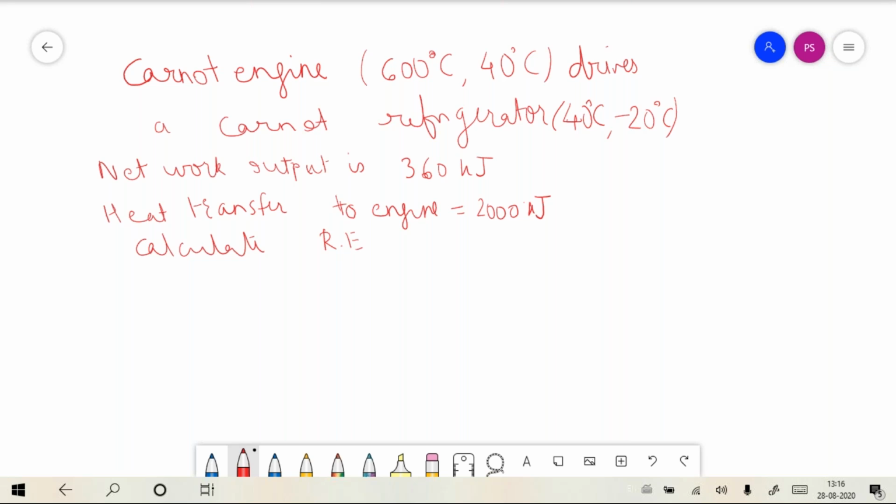You are required to calculate the cooling effect or refrigerating effect. Okay, I want you to calculate the refrigerating effect and put down your answers in the questions column along with your names. You draw the schematic first.